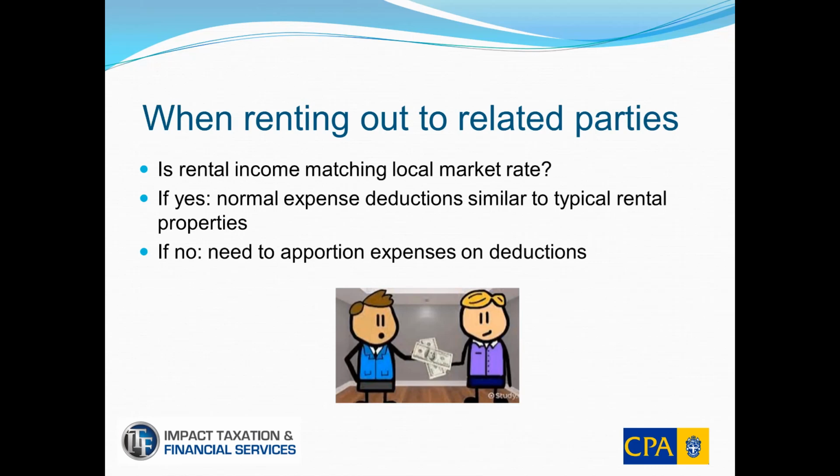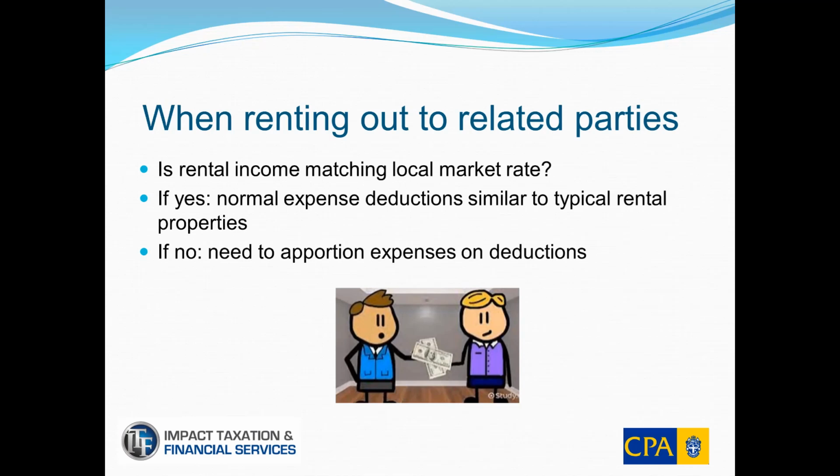Basically, they include the normal rental income and include 100% of other expenses as deductions. If it's not matching the local market rate, then they need to apportion expenses and deductions.